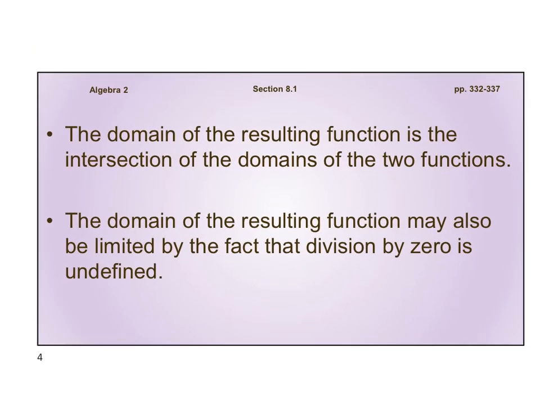The domain of the resulting function is the intersection of the domains of the two functions. Now, for those of you who aren't sure what intersection means, it means overlap, okay? So it is where the two domains overlap. We'll go into that further. The domain of the resulting function may also be limited by the fact that division by 0 is undefined. Okay, so we'll practice some of these so that you can understand this.